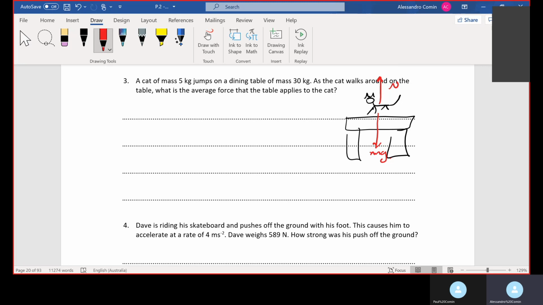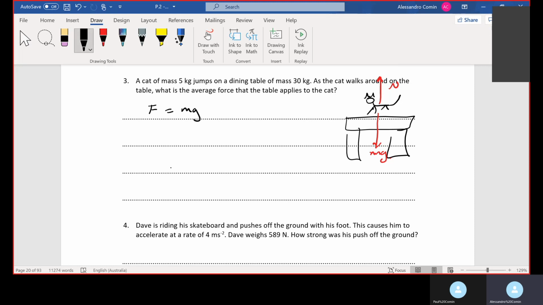So that means that in order for the table to apply a force on the cat, the cat had to originally be applying a force onto the table. And what is that force? Well, that force is just weight force. And I haven't really spoken about the weight force much, but just to recap, the weight force is given as F is equal to mg.